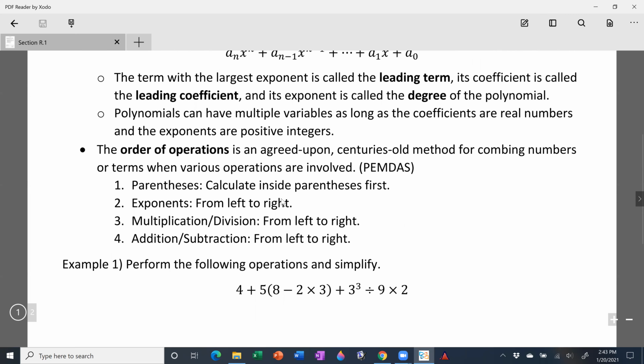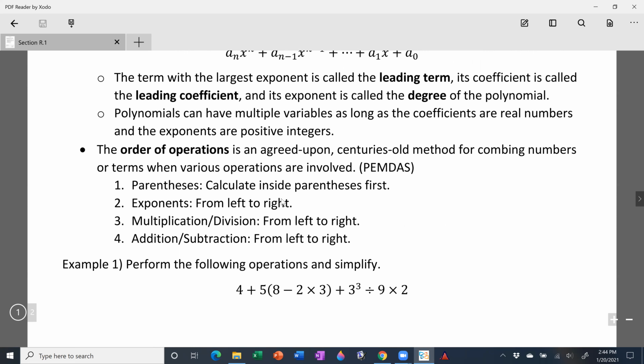Okay, recall the order of operations. So the order of operations is simply an agreed upon centuries-old method for combining numbers or terms when various operations are involved. So maybe you've heard of that acronym PEMDAS that kind of helps us remember the order that you're supposed to perform these operations in. And so here's the breakdown.